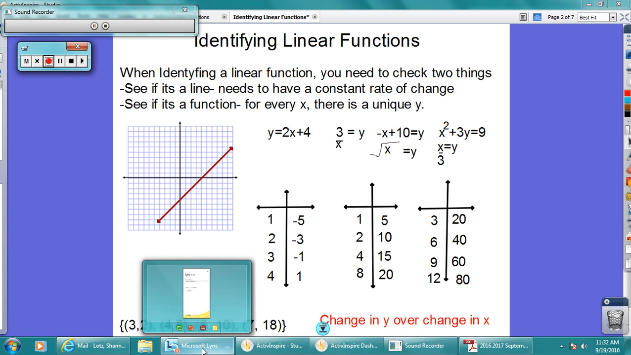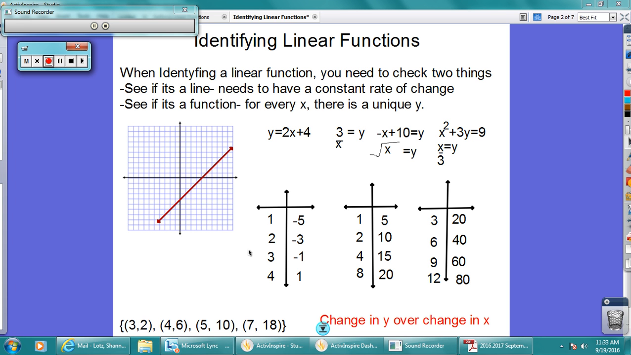Okay, so today we're going to be talking about identifying linear functions. So we've already talked about recognizing what a function looks like. We know that the x's can't repeat. We know that it has to pass the vertical line test. And we know that for every x, there needs to be a unique y.